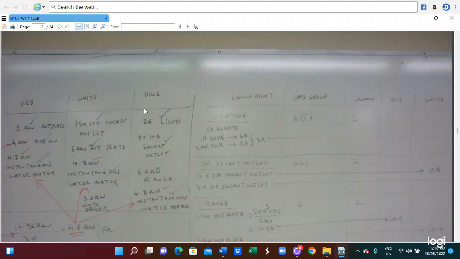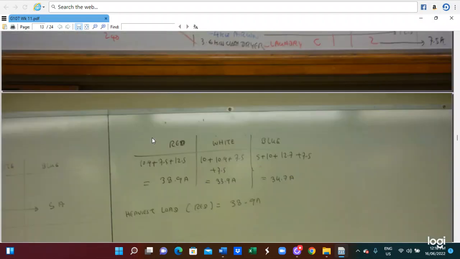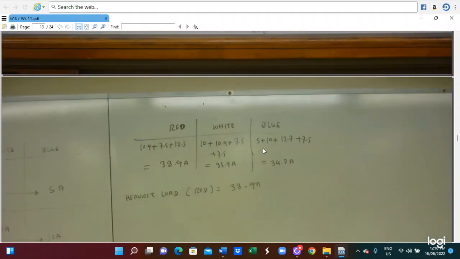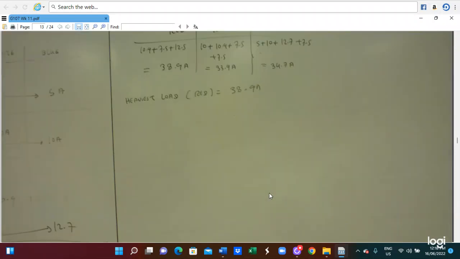So this is the way we put the red, white, and blue columns. Then we add all the currents together. So we get the red phase current, white phase current, blue phase current. In this case, the red phase has the highest current. We select the 38.9 ampere.